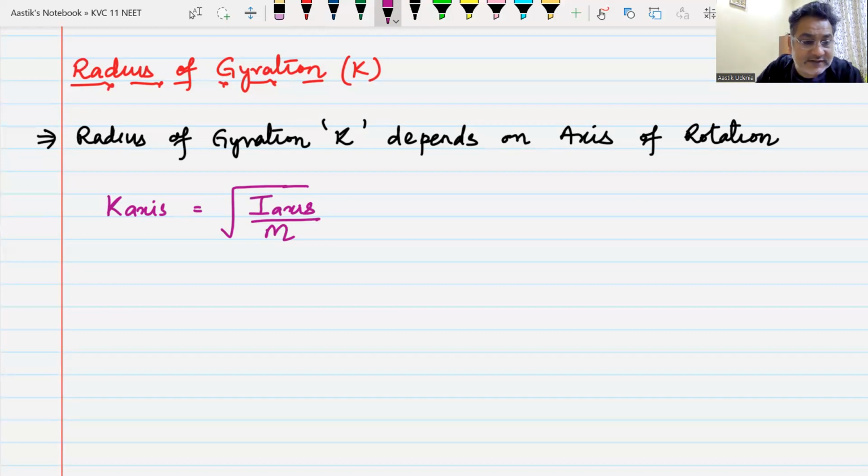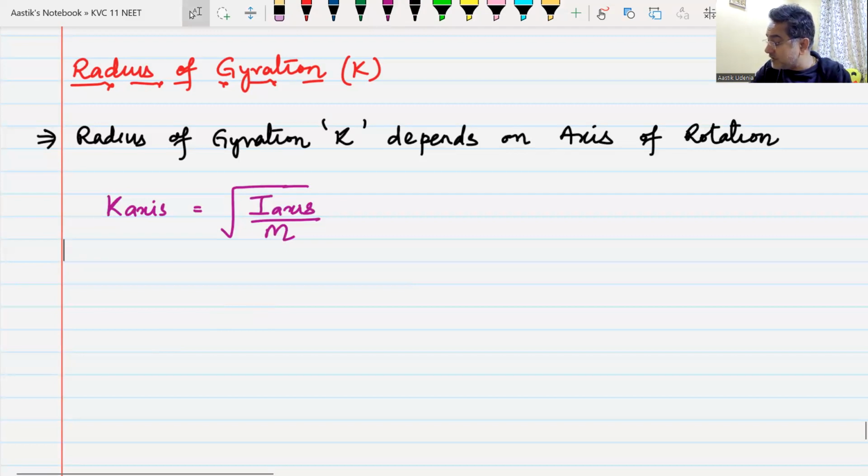Do we understand this? First, I will just make you understand those points, then I will give you time, then you can note it down. So, do we remember this? Will you remember this formula of radius of gyration? It depends on the axis. So, on different axes, the radius of gyration will be different.